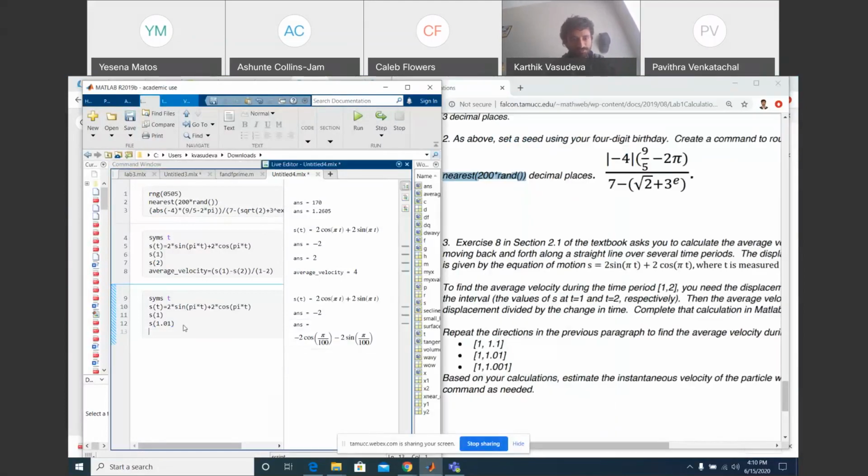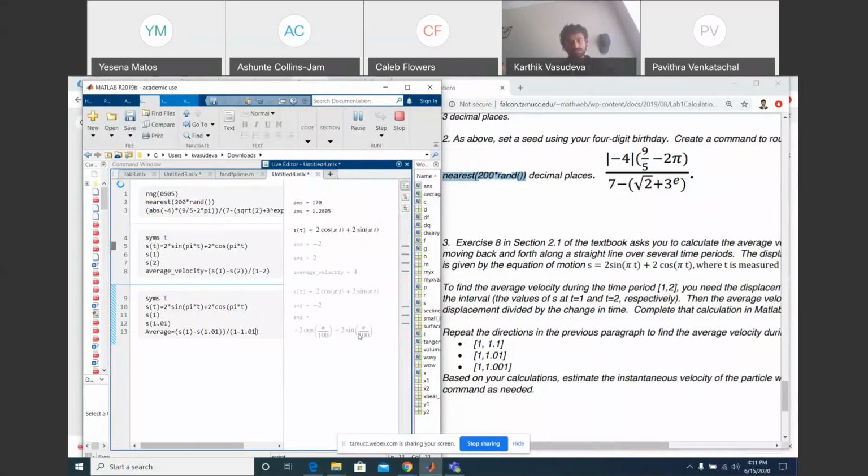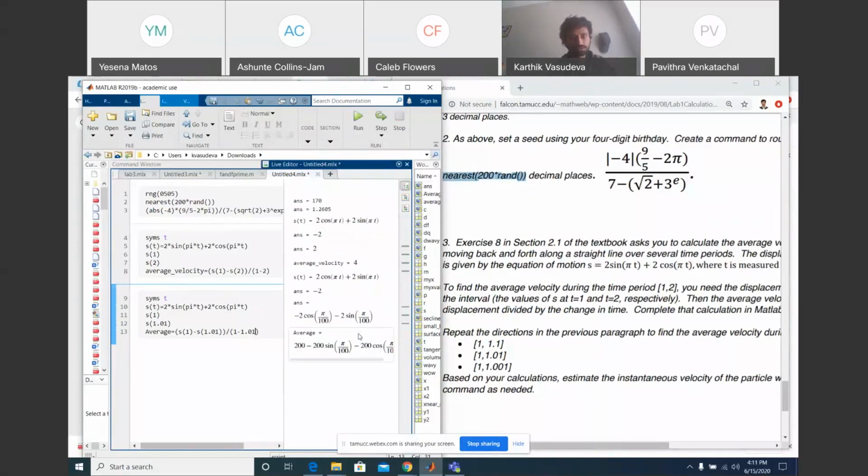So similarly, go ahead and find average velocity, you have a numerator and a denominator. Here it would be s at 1 minus s at 1.01 divided by 1 minus 1.01. That's all. So this one has a complex answer. Let's convert it to a simple decimal. So use VPA. That's it.